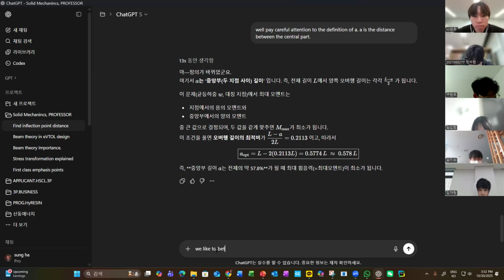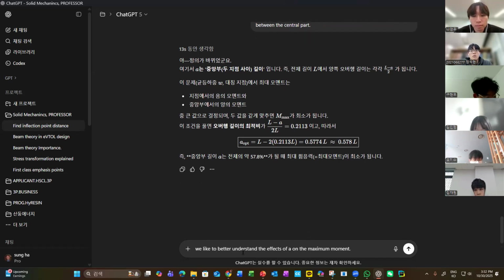We would like to better understand the effect of A on the maximum moment. 뭐냐? We would like to better understand the effect of A on the maximum moment.